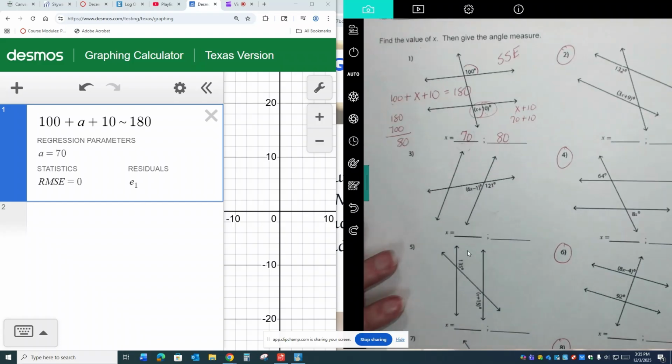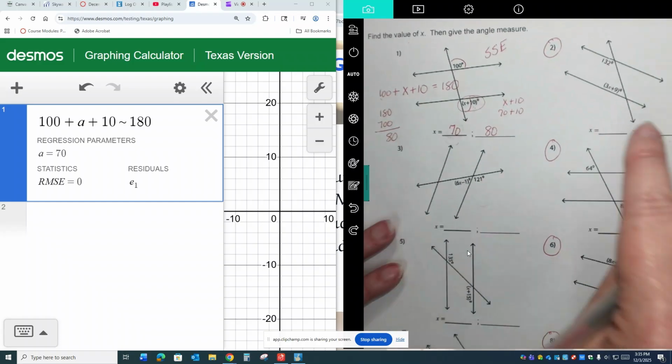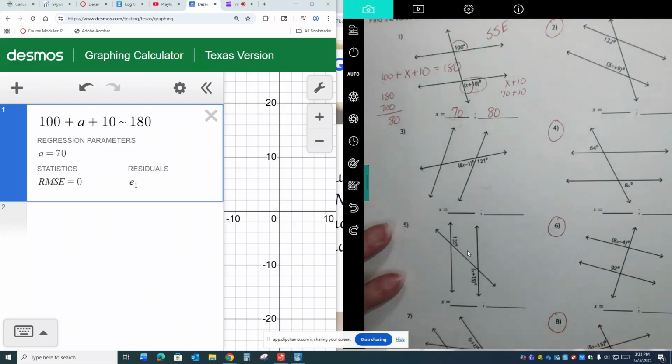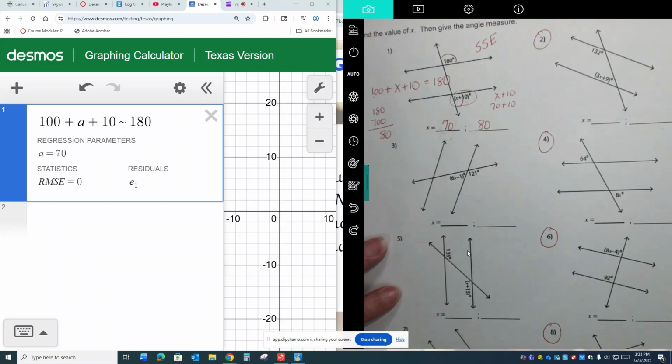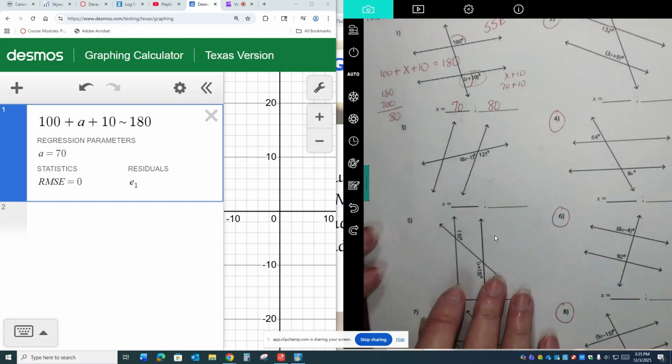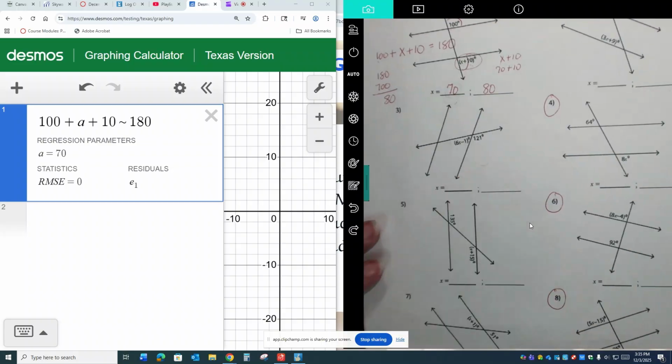All right. You know what? I'm going to leave 2, 4, 6, and 8 out. Some of my classes are going to do these for homework. All right, let's look at number 3.